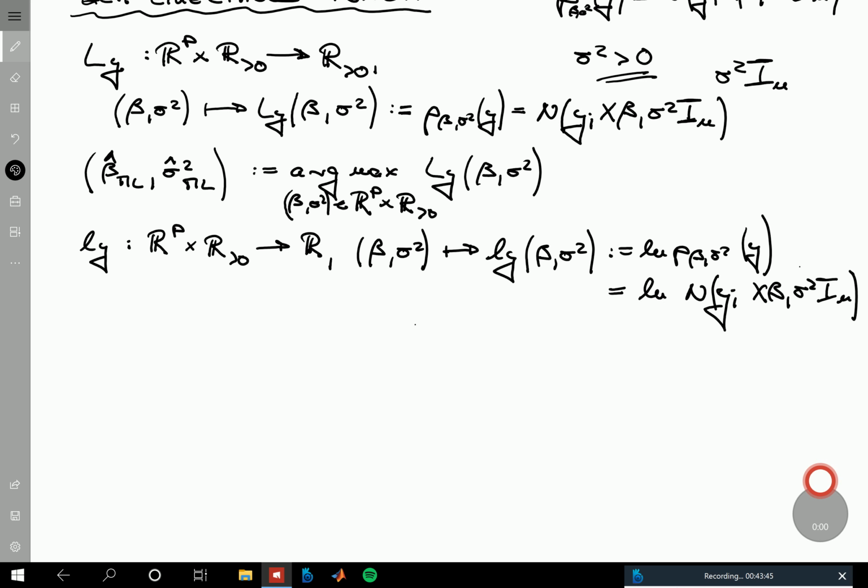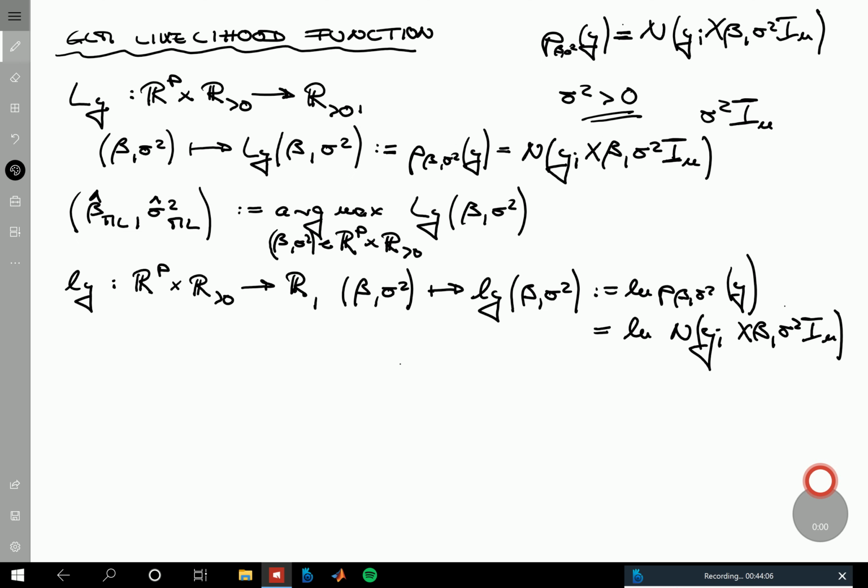Good. Questions up to this point? I have a question just about your notation. The identity matrix, is it a mu or an n? Because it's n dimension. Yeah, it's n. That's my n. Looks a little weird.